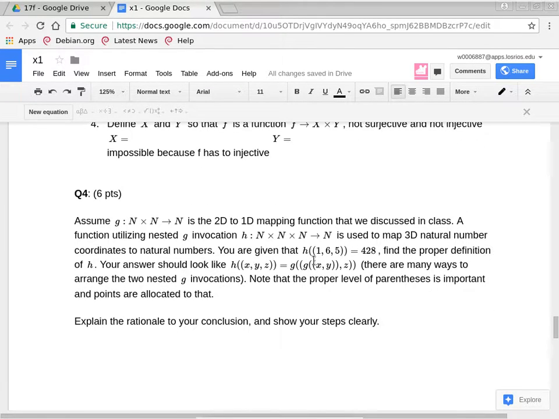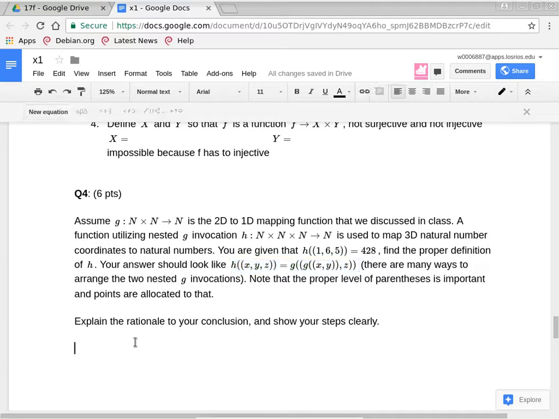What about question number 4? Question number 4 is kind of like the reverse. We know that H is a mapping like this, but we don't know how G is defined. So the way you do it is to apply the inverse function first, and then you figure out, oh okay, this one is here, that one is over there.